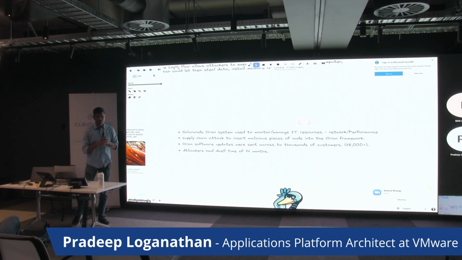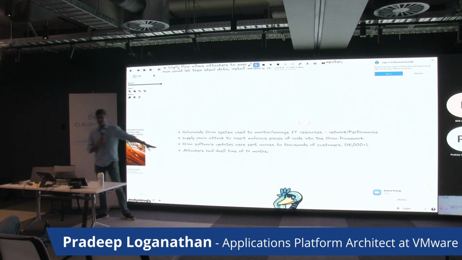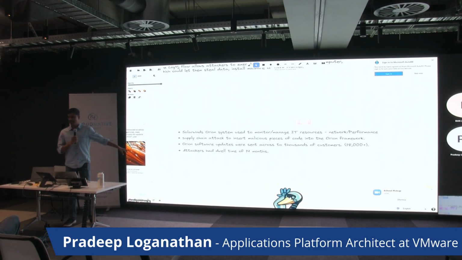That's around 18,000 customers that were impacted by one malicious piece of code being pushed in, and the updates rolling out to all these customers. But what's interesting about this attack was that even before we knew about the attack, it was 14 months. The attackers had 14 months of dwell time to understand what was happening, to be able to build maps of networks around all these organizations, and to understand what they're dealing with and exfiltrate data. In fact, they were exfiltrating a lot of data before they could even be identified to say, hey, there's this attack which is happening.